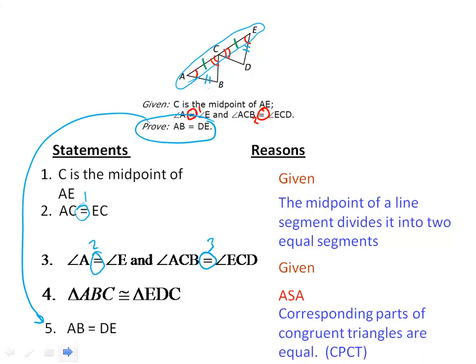And that's how it works. Corresponding parts of congruent triangles are equal. CPCT equal. All right, this is an introduction to triangle congruence proofs.